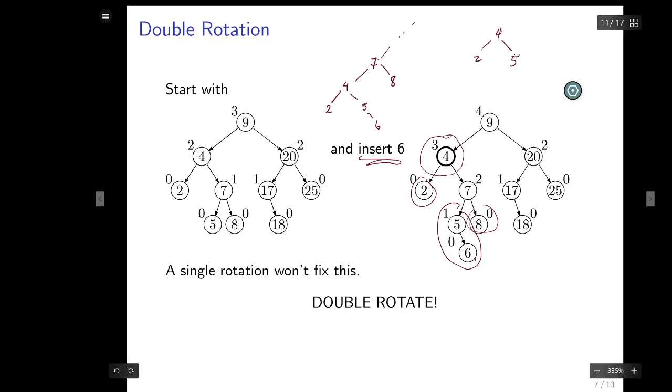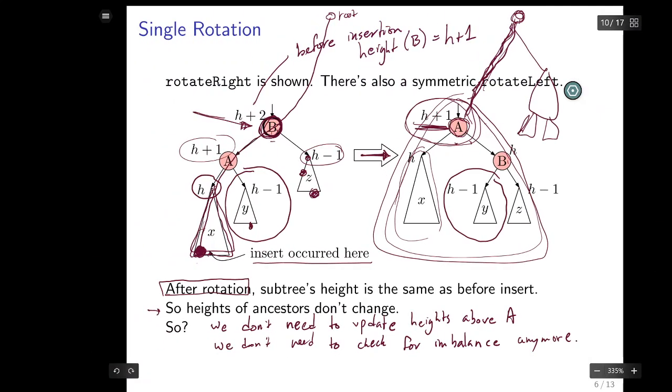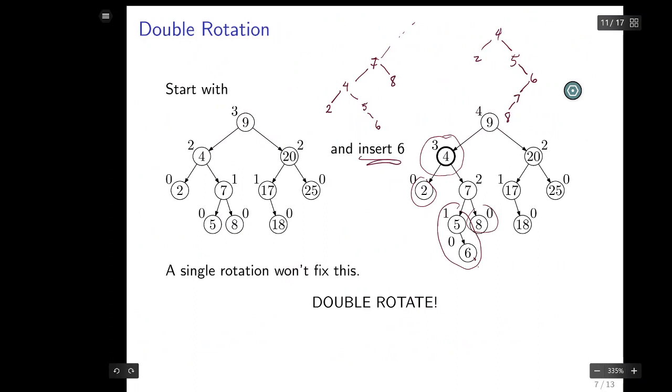So you want to bring 5 up. Then, okay, we've got 6, and then we've got 7 and 8. So what are these? I don't know how to rotate this tree. Maybe I do. Hold on. Let's check. You know how to rotate it.